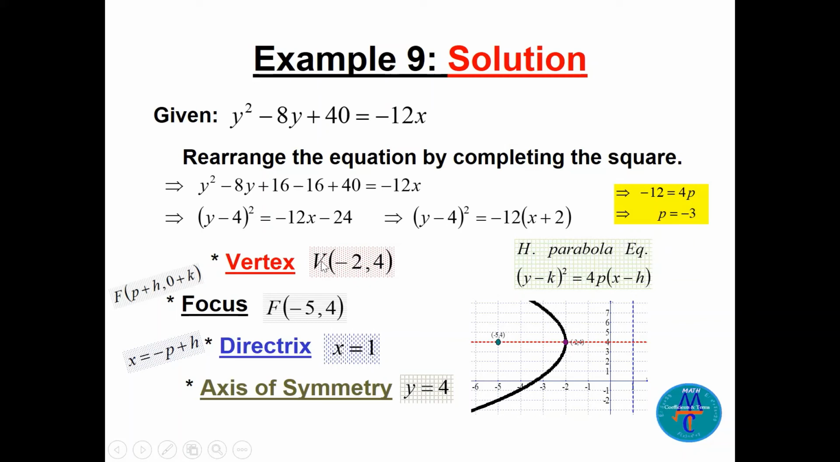So we can write the vertex, h and k. Remember, the vertex is minus 2 and 4. Minus 2 and 4, this is the vertex. Focus, that's the formula. It will be minus 5 and 4. Directrix, this is the formula. x equals minus p plus h, and the axis will be y equals 4.